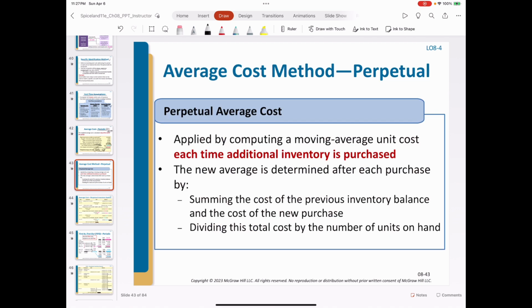The next is the perpetual inventory system. Under the perpetual inventory system, we update inventory accounts continuously. If there is a sale or inventory goes out, we only have the information available before the sale. We do not have all the information. Okay, the purchase after the sale, we cannot use that. That's the difference between the perpetual and the periodic inventory system.